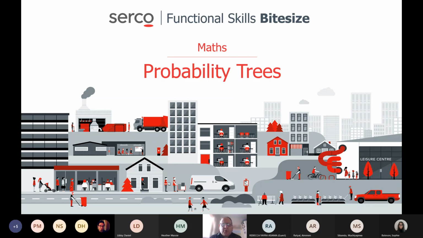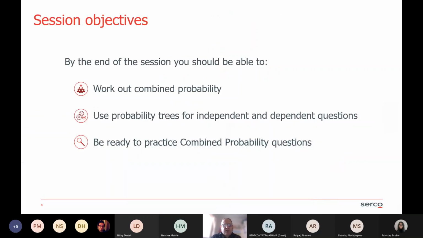And one of the ones we're going to look at is probability trees. I'm going to look generally at probability, but focus on probability trees for maths. What I'm going to go through is work out what we mean by combined probability, and then use probability trees for both what's called independent and dependent questions. But that will make sense when I get to those. You'll understand what those mean.